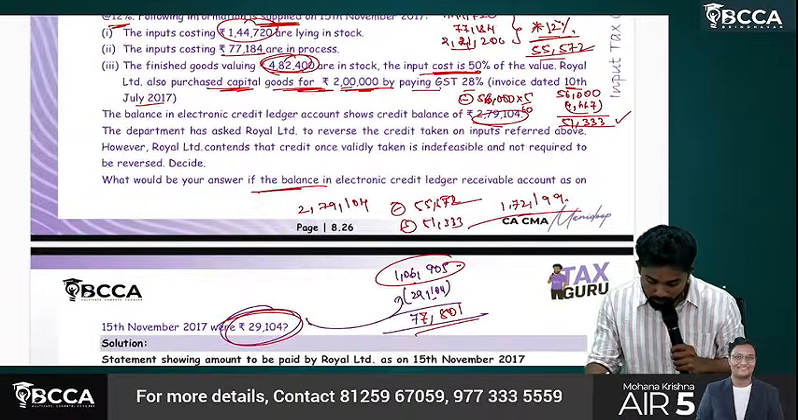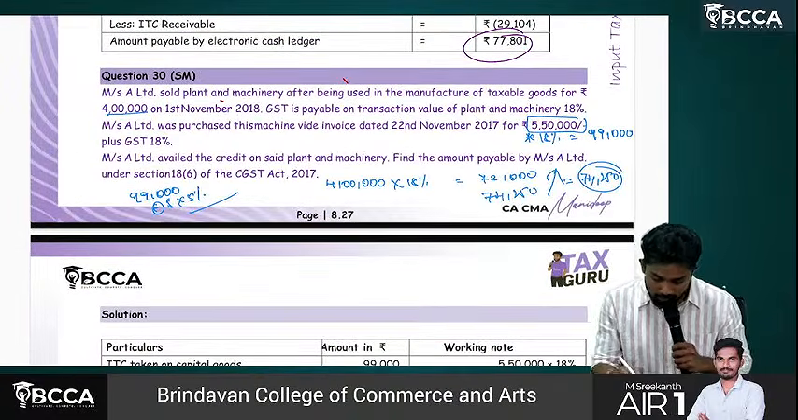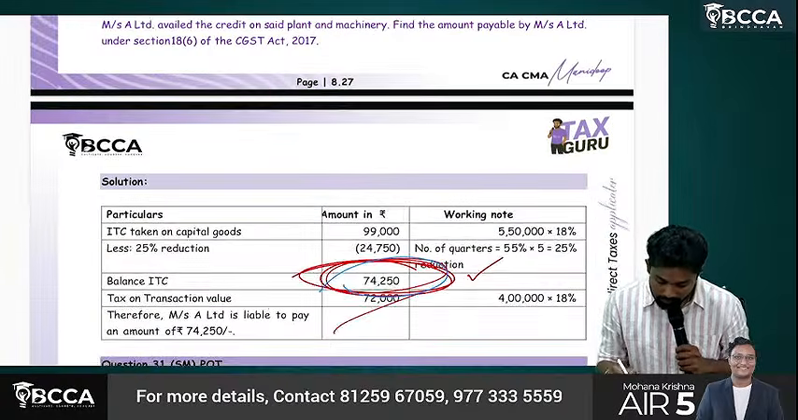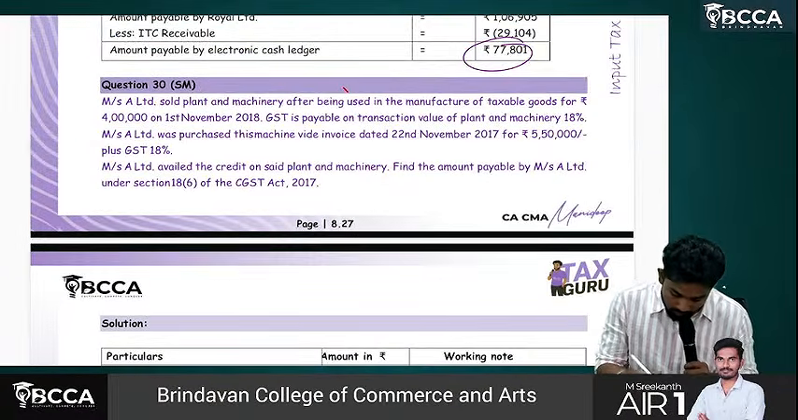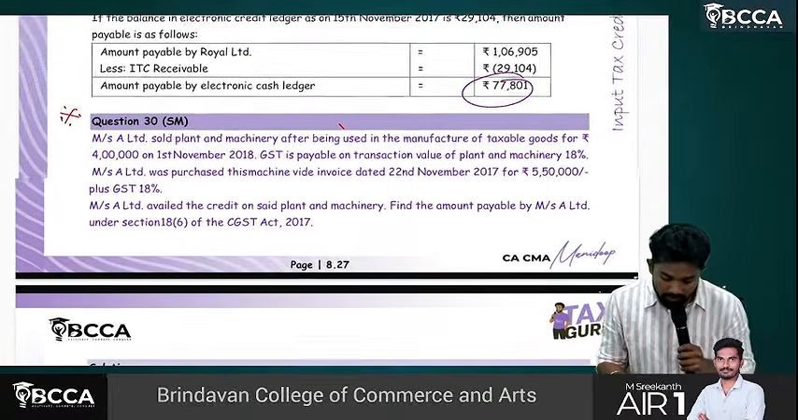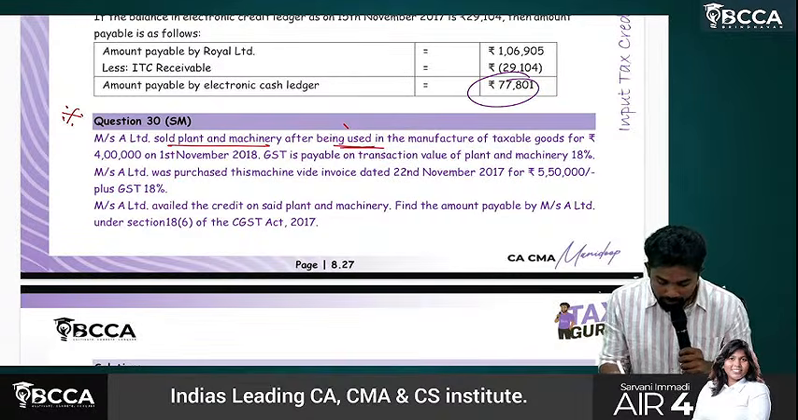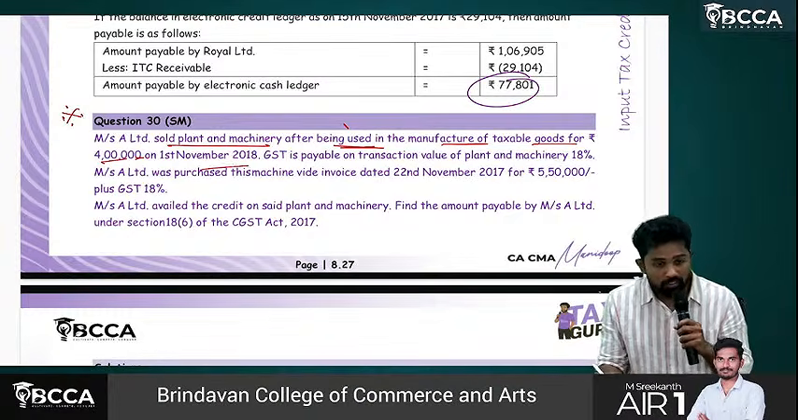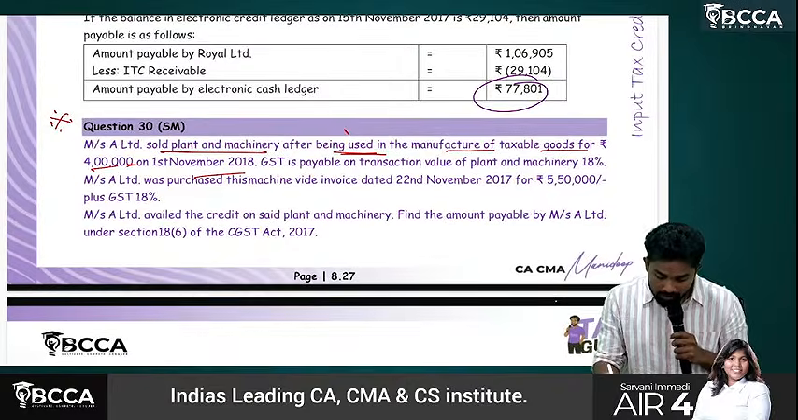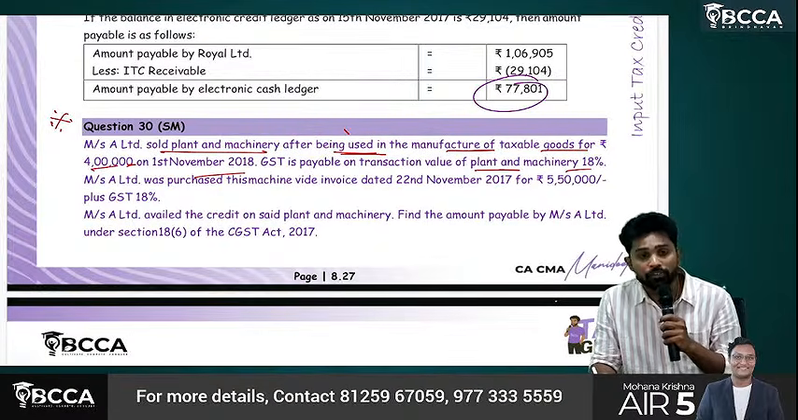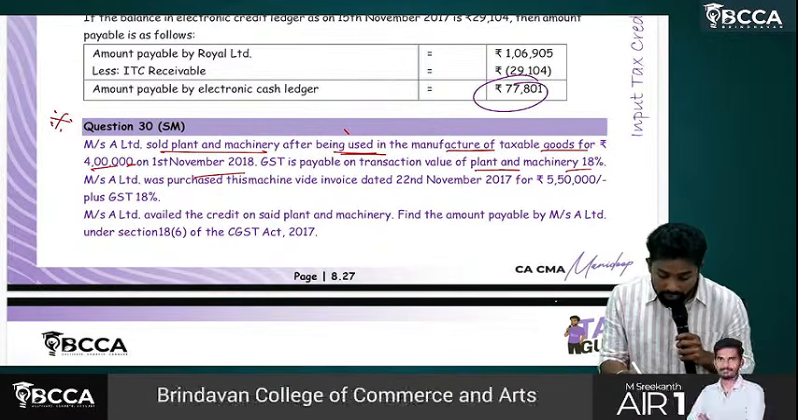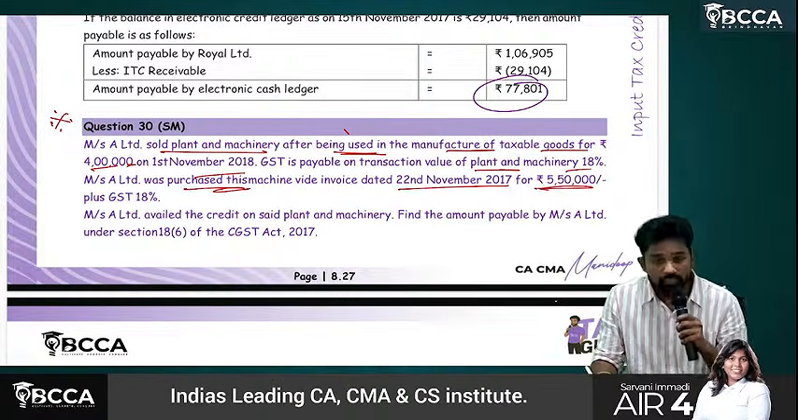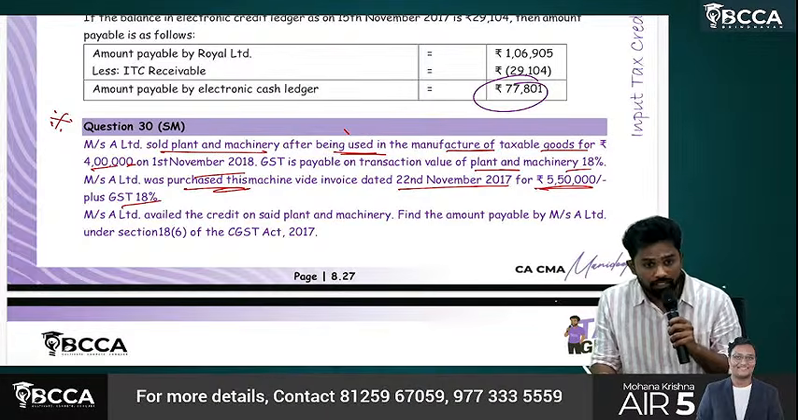Okay, then one more question, sir, like that capital goods question also. Come to question number 30. A sold plant and machinery, after being used in the manufacture of taxable goods, for 4 lakhs on 1st November 2018. The GST is payable on the transaction value of plant and machinery at 18%. It was purchased originally on 22nd November 2017 for 5,50,000, with GST at 18%.